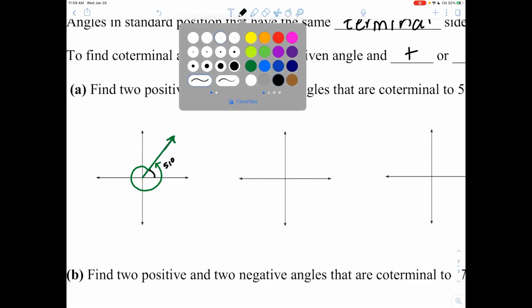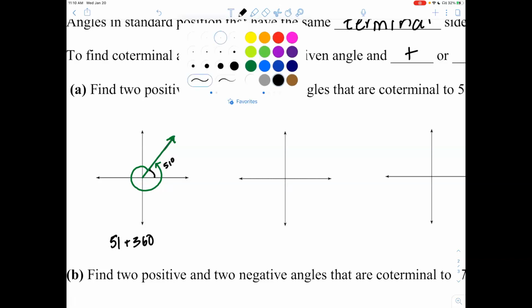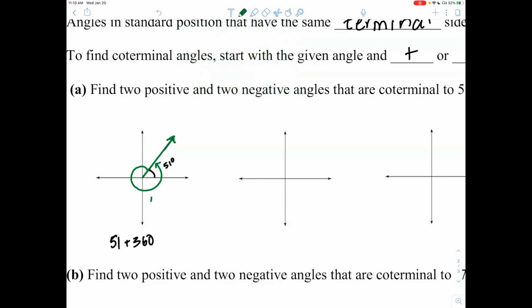So you're just doing 51 plus 360. If you add those together, you get 411 degrees. So an angle that is 411 degrees is coterminal to 51 degrees because they have the same terminating position on the coordinate plane as you rotate the angles around.